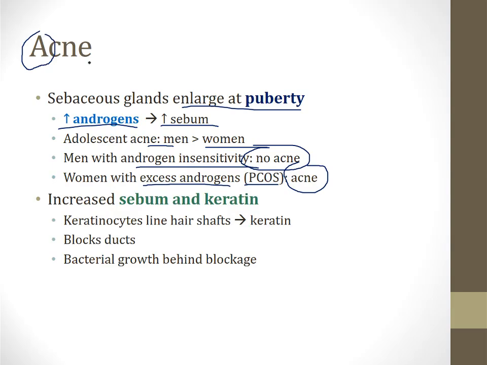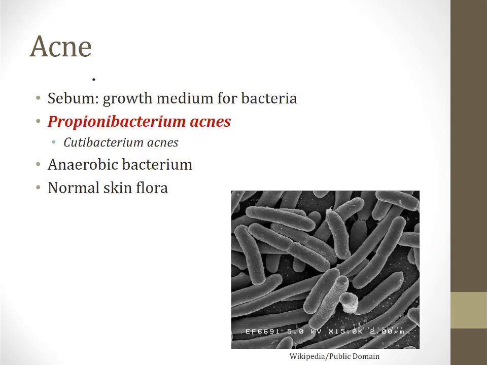The way that acne develops with increased sebum production is that sebum and keratin begin to be produced in greater amounts. There are keratinocytes that line the hair shafts and they make more keratin, so the combination of the increased sebum and keratin leads to blockage of the ducts, and then bacteria can grow behind that blockage. So the first component of acne is androgens increasing sebum production and also an increase in keratin production that tends to block ducts. The second component is bacterial growth.